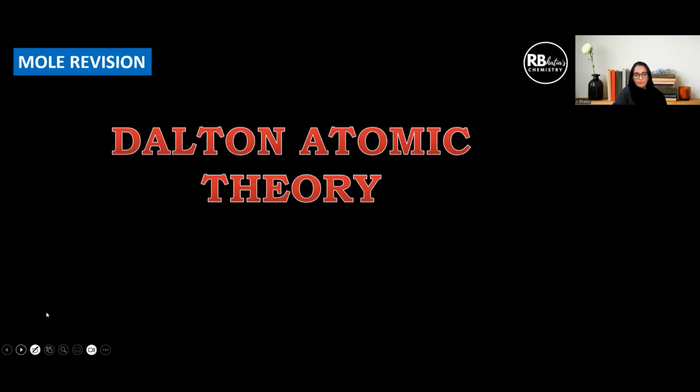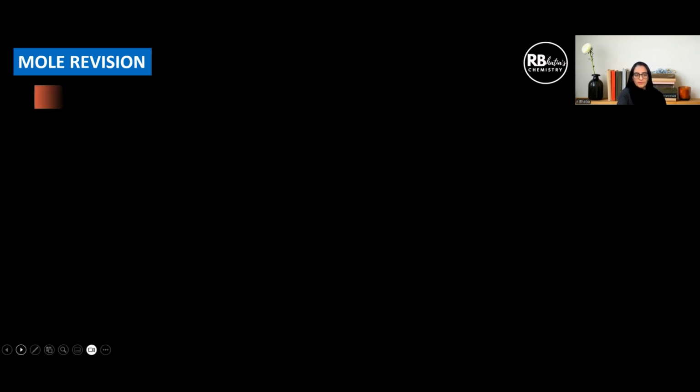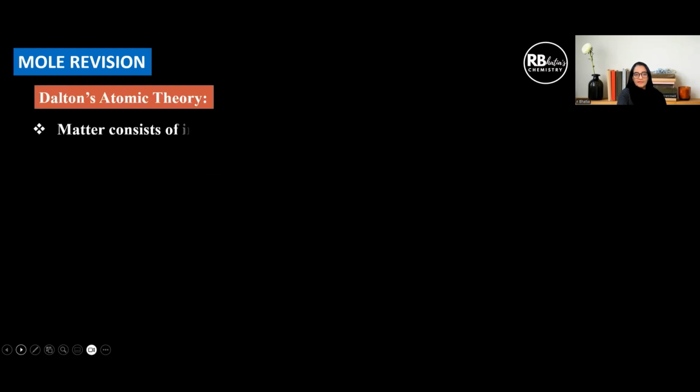So next we move on to Dalton's atomic theory. The main postulates of Dalton's atomic theory as given in NCERT are: matter consists of indivisible particles called atoms. That is, according to Dalton's atomic theory, matter has the simplest particle as atom, which cannot be further divided into electrons, protons, and neutrons. The theories that came later suggested that an atom can be divided further, but according to Dalton, matter consists of indivisible particles called atoms.